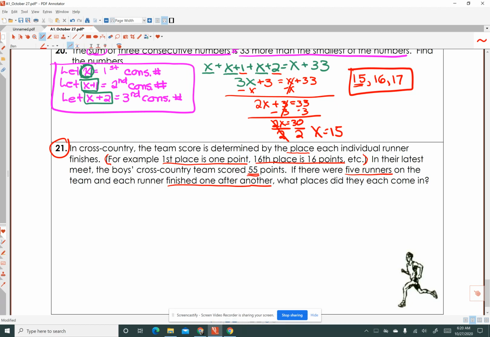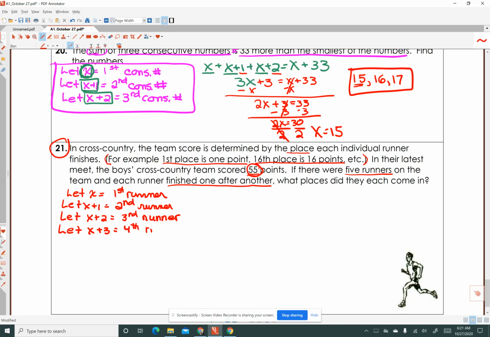So we've got 5 runners. They came in consecutively, one after the other, and their total was 55. This is just like the very first problem we did, but this time we have 5 numbers. So we're going to have a big X box. Let X equal the first runner. So then x plus 1 is the second runner. X plus 2 will be the third runner. X plus 3 will equal the fourth runner. And x plus 4 will be the fifth runner.